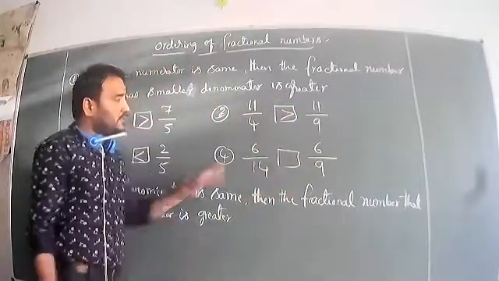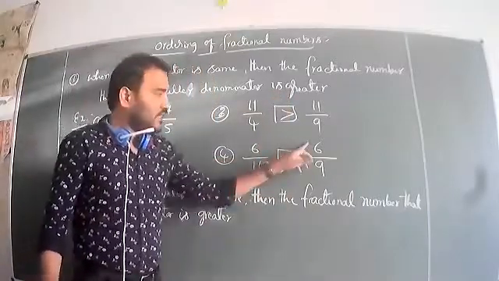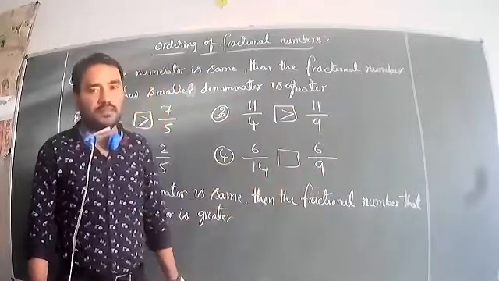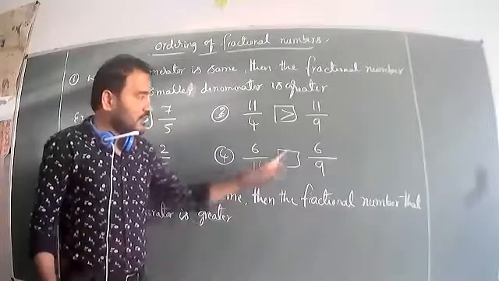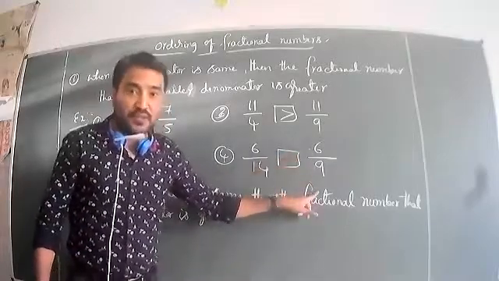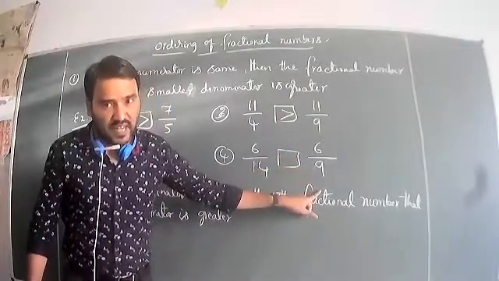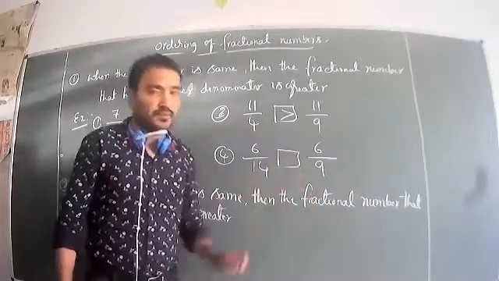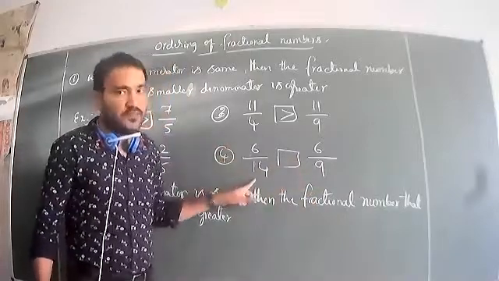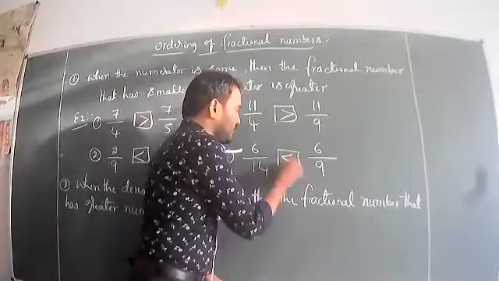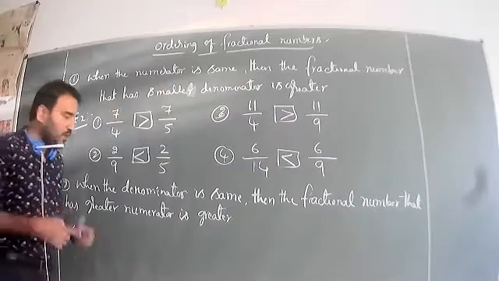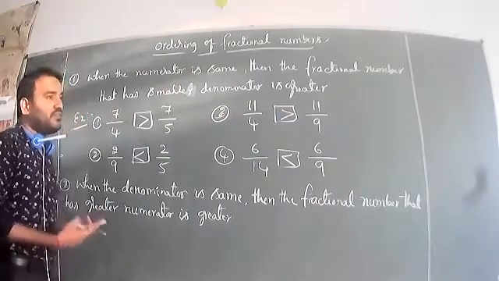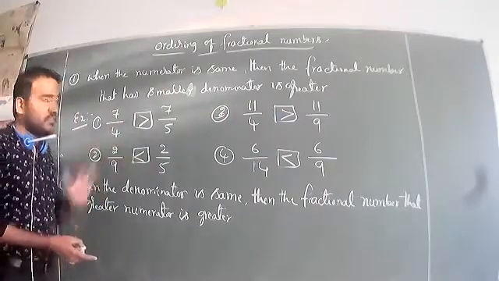Next, 6 by 14 and 6 by 9. Which one is greater? 6 by 9 is greater because the smaller denominator is 9. Compare the denominators. So 6 by 14 is smaller. This is the example. It is a bit different when the numerator is the same. So we can use this rule.